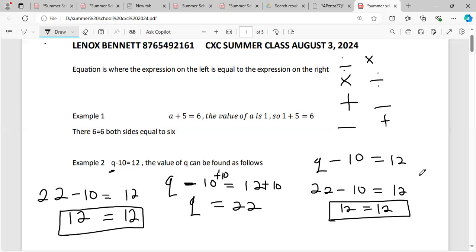So each operation, the four basic operations: multiplication, division, addition, subtraction. We have to know the inverse of each. The inverse of multiplication is division. The inverse of division is multiplication. The inverse of addition is subtraction. The inverse of subtraction is addition. And the same thing.